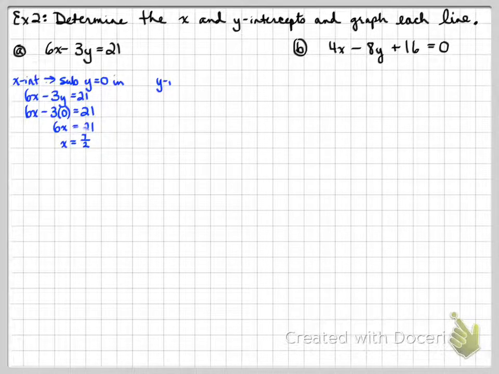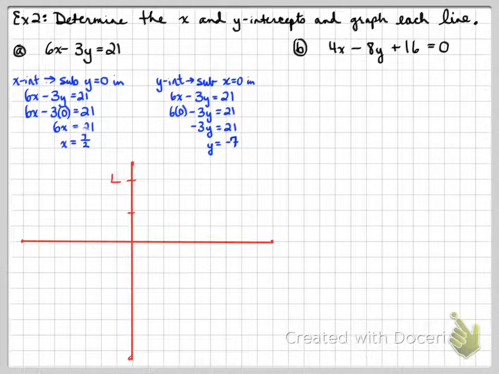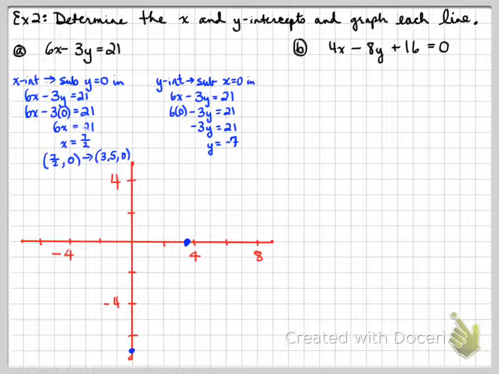Next, we want to find the y-intercept. For the y-intercept, we substitute x equals 0 into the equation, and we get 6 times 0 minus 3y is equal to 21. That is, negative 3y is equal to 21. That means that y is equal to negative 7. So if we were to graph this, folks, we would graph (3.5, 0) and (0, negative 7).